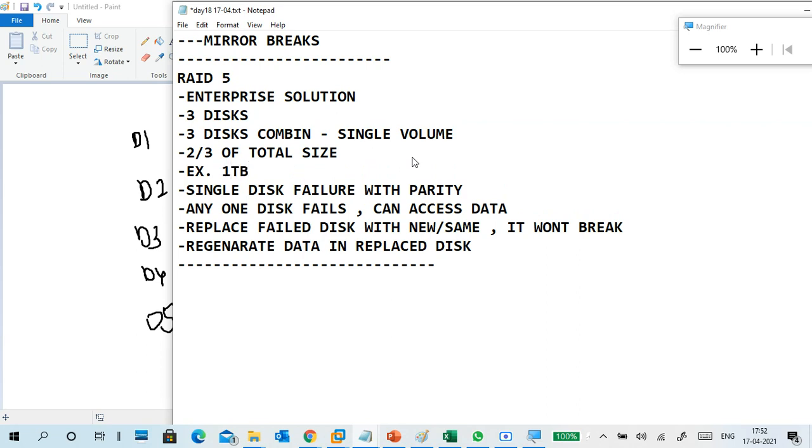1 TB plus 1 TB plus 1 TB. How much TB is it? 2 TB.